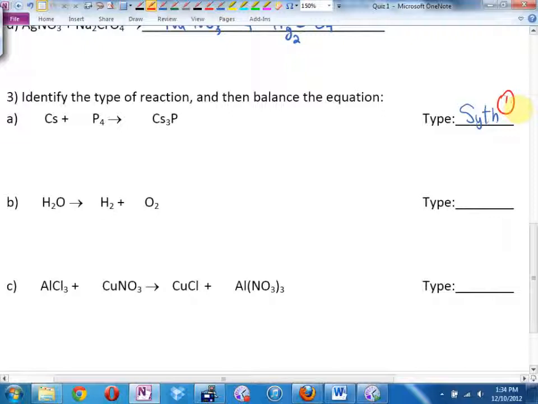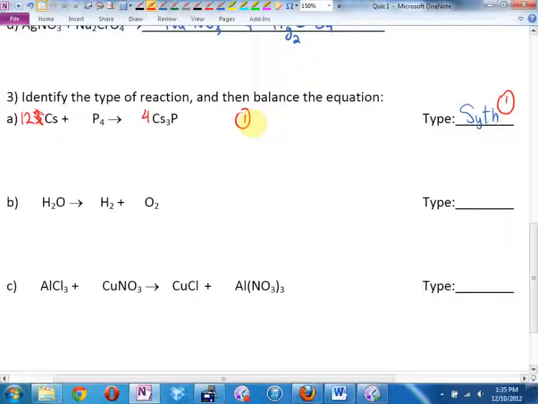Balance it. Let's see. I have 1 Cs, 3 of them, so I need to go with 3 there. Oh, but I got 4 phosphoruses. I need to go 4 there. Oh, now I have 12 cesiums. You know what? I don't need 3. Is that right? 12 Cs and a 4. So 1 mark for that, and then 1 mark for the synthesis, and 1 mark for the balancing. So a half mark for the 12, half mark for the 4. Yep.